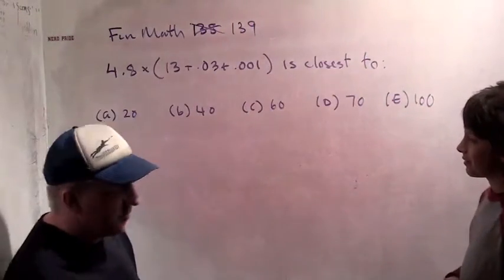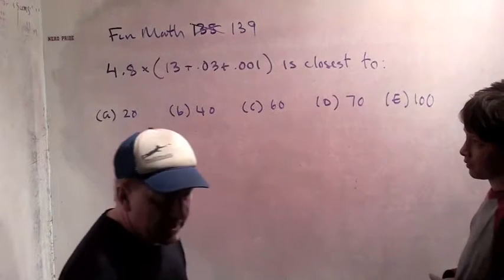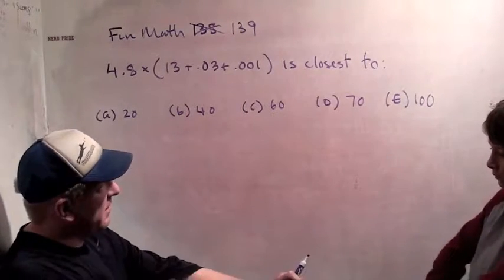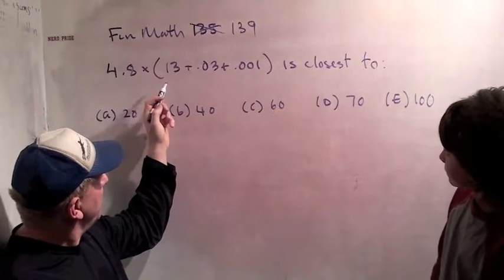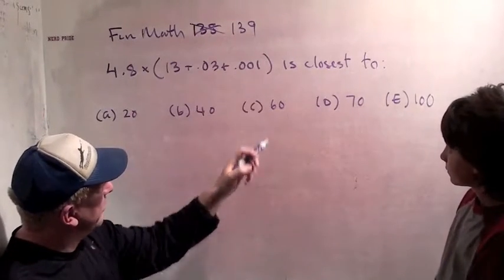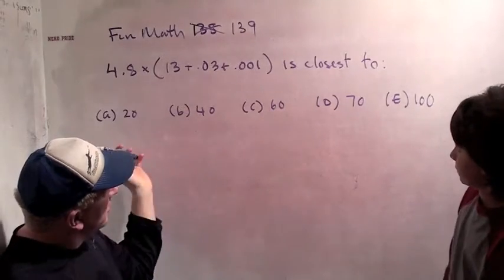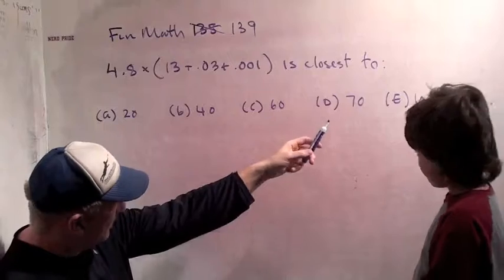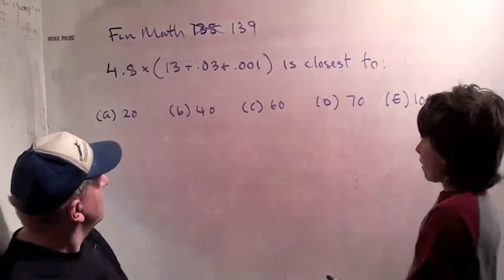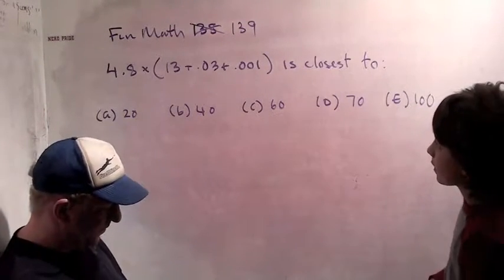Okay, so today's a really fun problem based on a problem from the 1986 American Junior High Mathematics exam. It's just about approximating. 4.8 times 13 plus 0.03 plus 0.01 is closest to which one of these numbers? 20, 40, 60, 70, and 100. Okay? So, off you go.